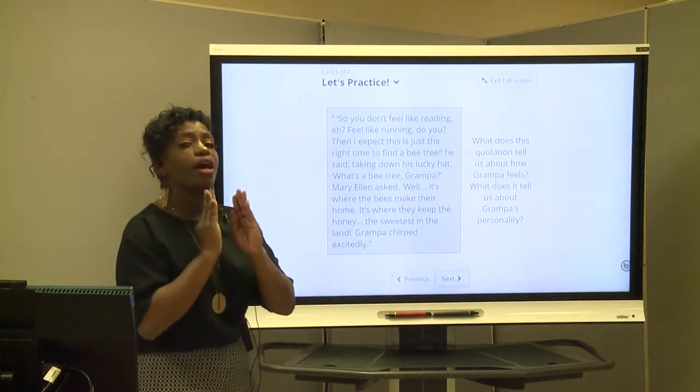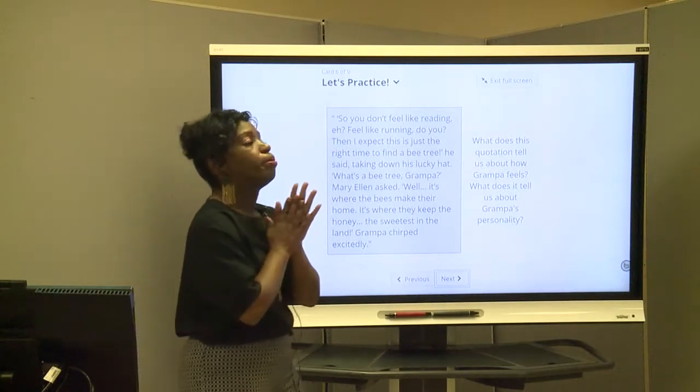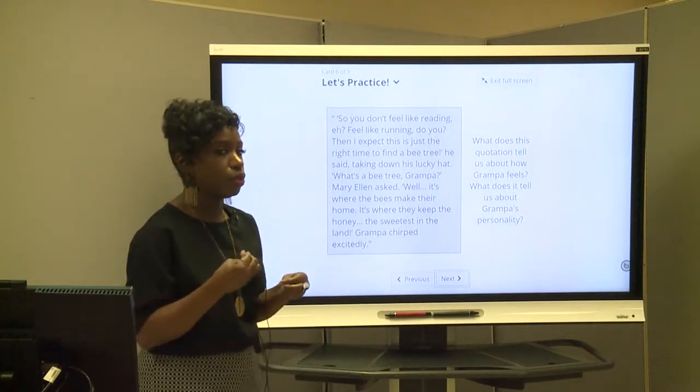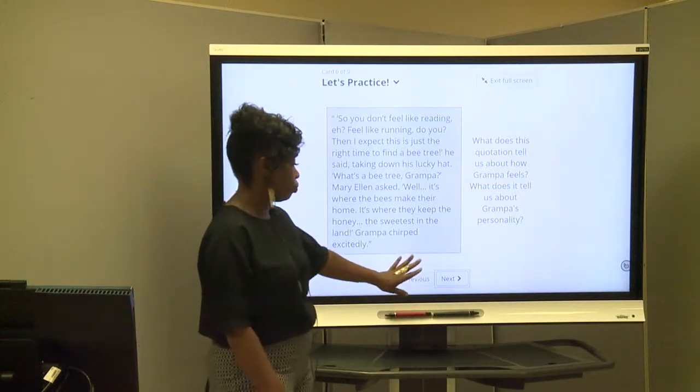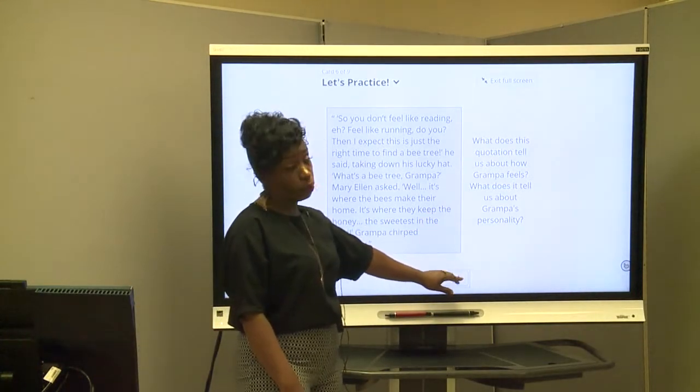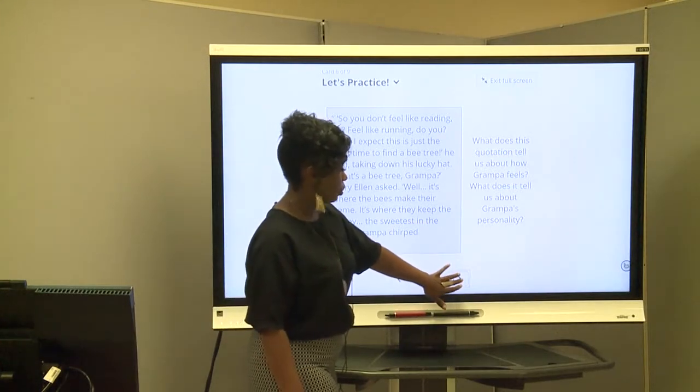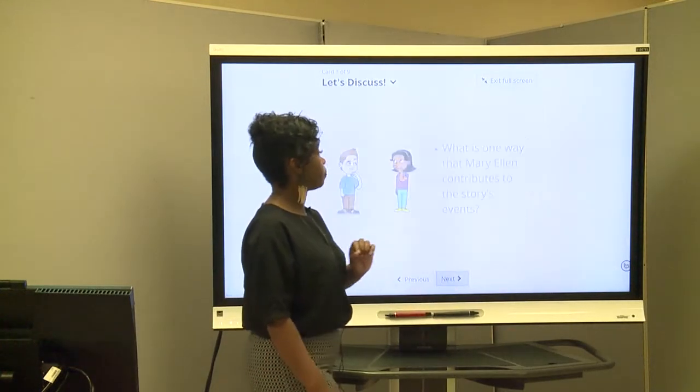So when we think about feelings and traits, remember there's a difference in the two. Now, not that they can't be related, but there is a difference in the way a person feels and their personality or their character trait.